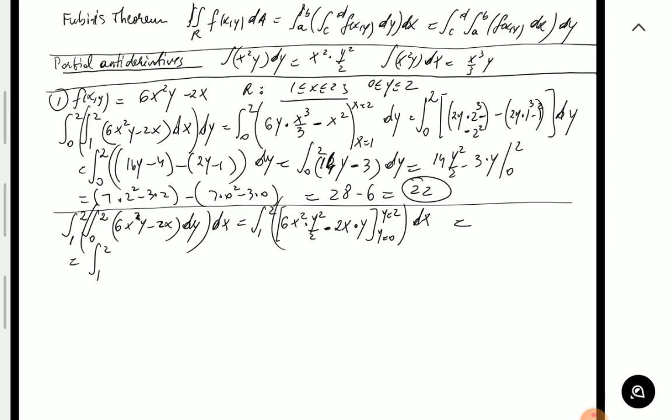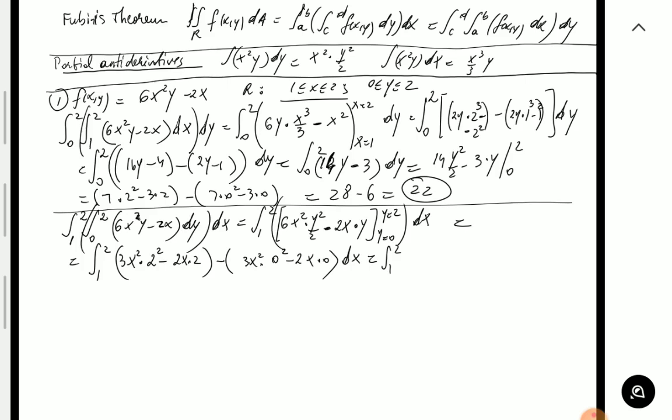So that's 3x squared, plug in 2, minus 2x times 2, 3x squared times 0 squared minus 2x times 0. You can just write 0, but I want to emphasize where it comes from, so you can get used to the mechanics.